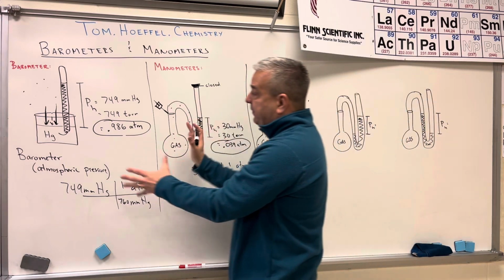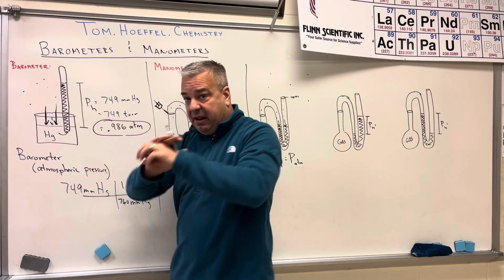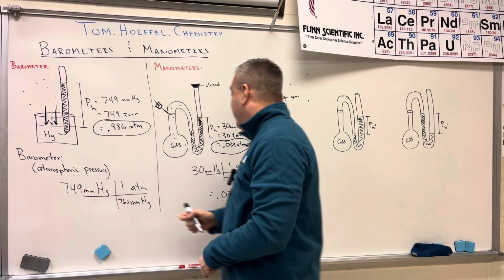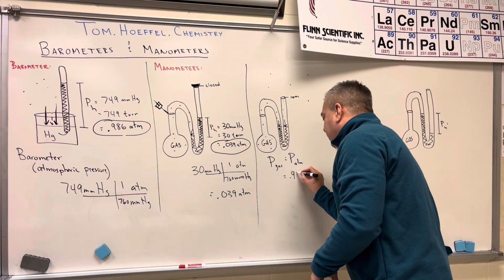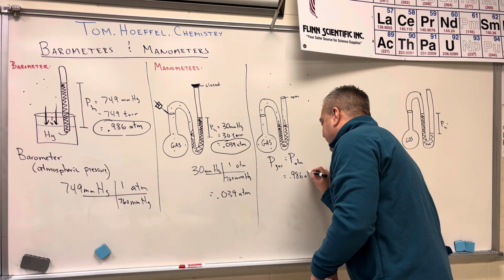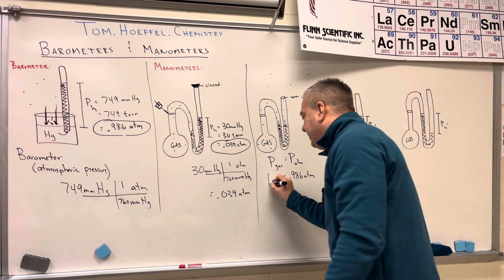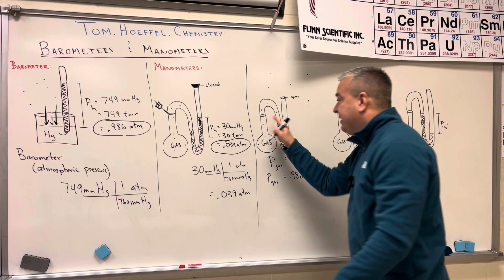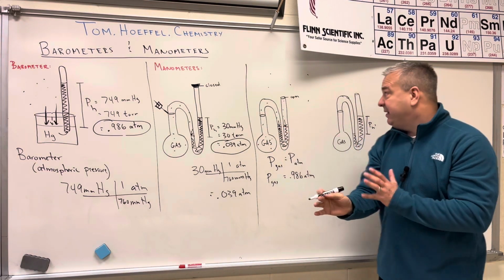Well, what is the atmospheric pressure? We have to come back to our barometer. The barometer tells us the pressure in the classroom is 0.986 atm. So if the atmospheric pressure is 0.986 atm and the levels are the same, then the pressure of the gas would be exactly the same in this type of situation where the meniscus is exactly the same.